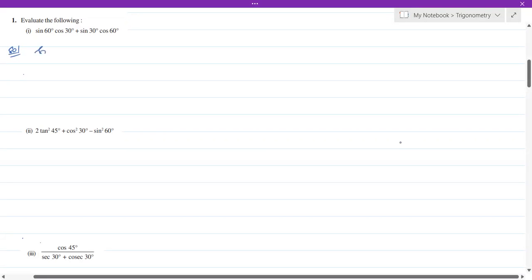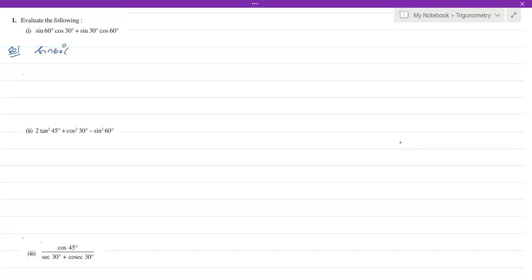Sine 60, let's write the question again. Sine 60 cos 30 plus sine 30 cos 60. That's what we have to find. Now try to remember the table. If you have a textbook, please open the textbook where you got the table. So sine 60 value is root 3 by 2. Cos 30 is also root 3 by 2.